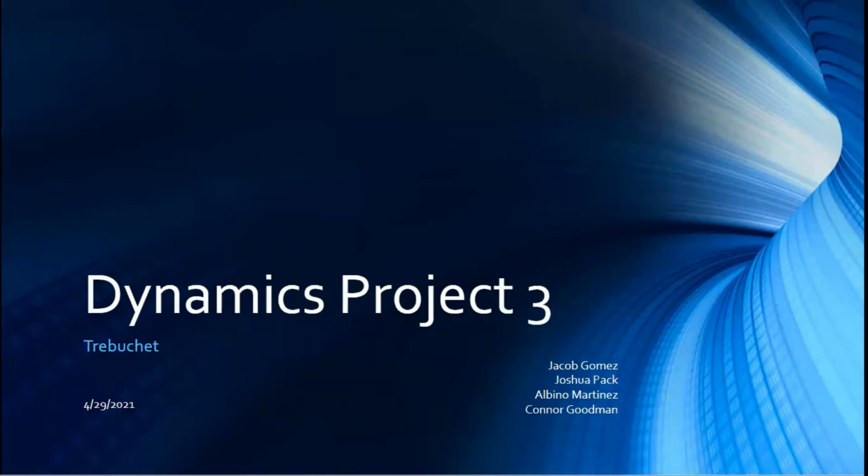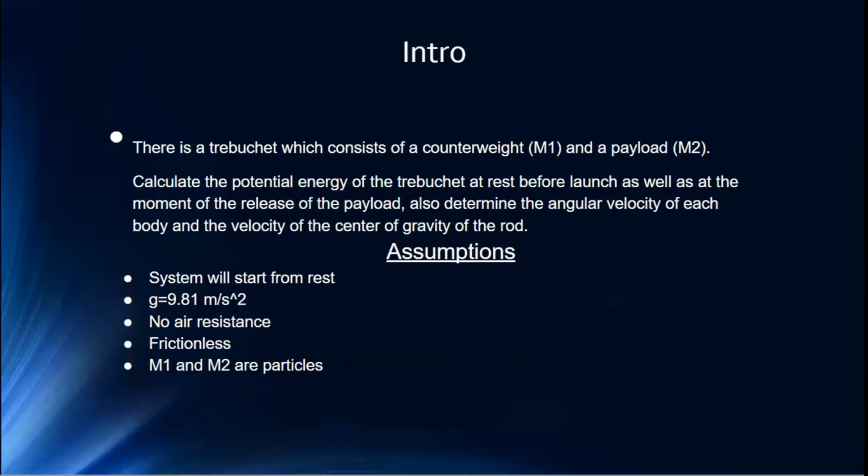All right, so this is our Dynamics Project Number 3 on the Trebuchet by Jacob Gomez, Joshua Pack, Albino Martinez, and Connor Goodman. So for our project, we are doing a trebuchet that consists of a counterweight M1 and a payload M2.